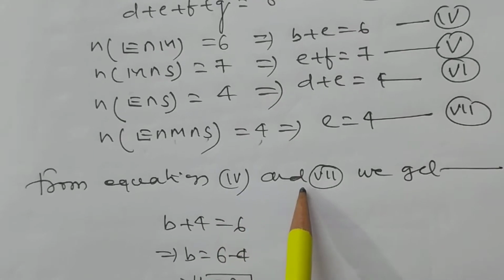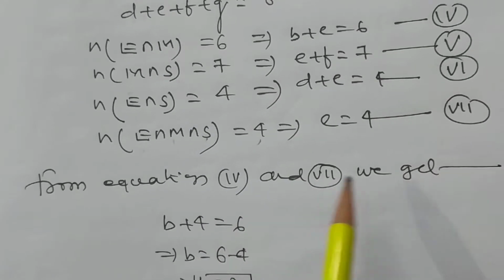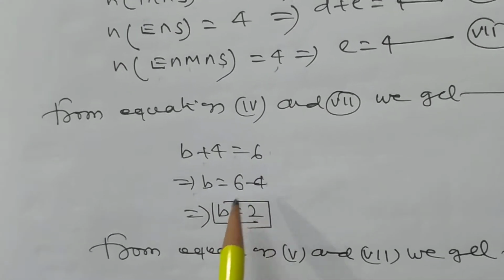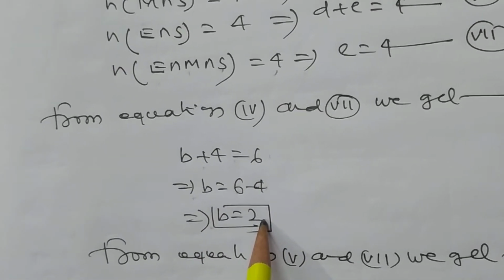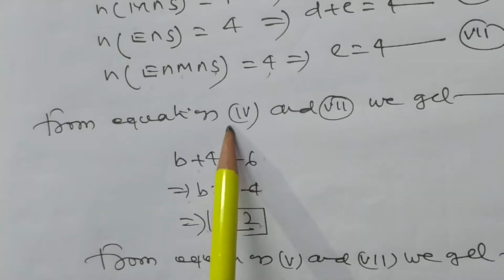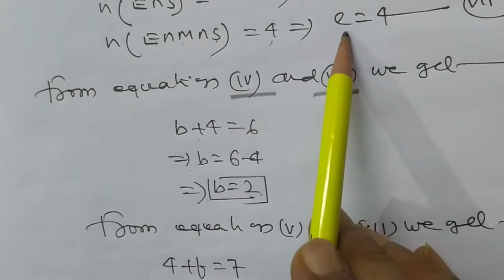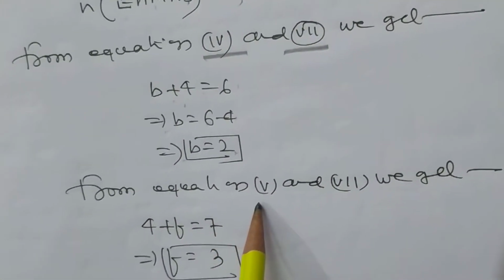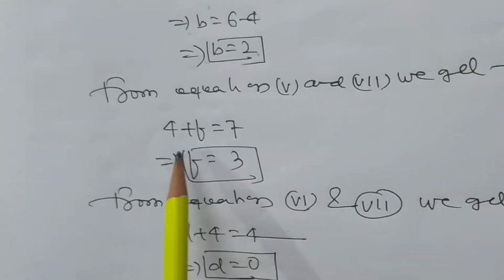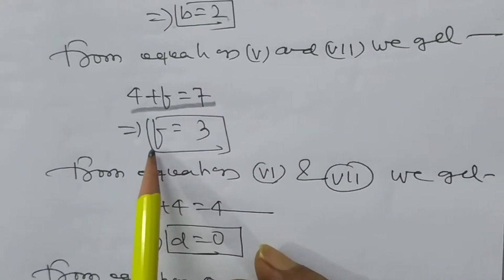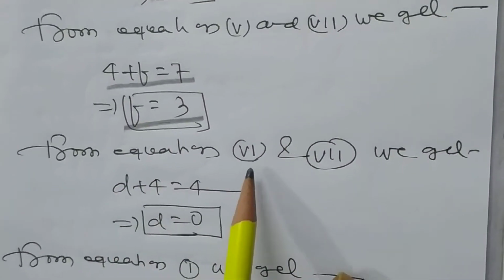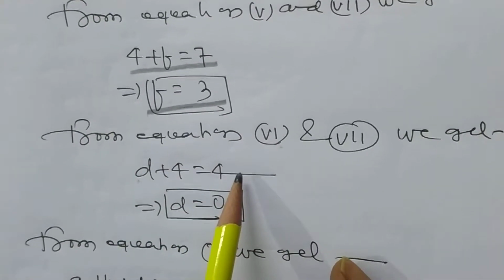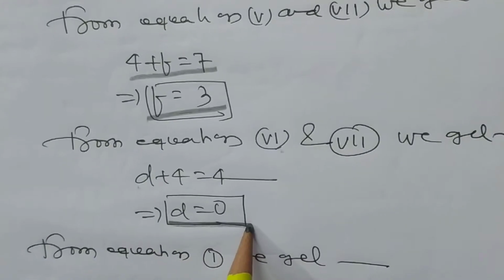From equation 4 and 6, we get B plus 4 is equal to 6, B is equal to 6 minus 4, and B is equal to 2. From 4 and 7, E is equal to 4. From equation 5 and 7, we get 4 plus F is equal to 7, F is equal to 3. From equation 6 and 7, we get D plus 4 is equal to 4, so D is equal to 0.